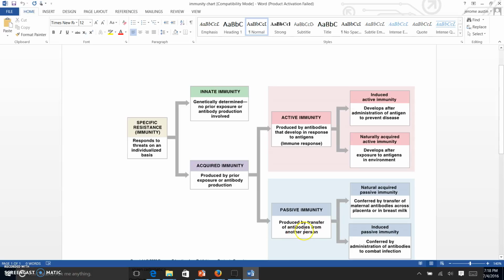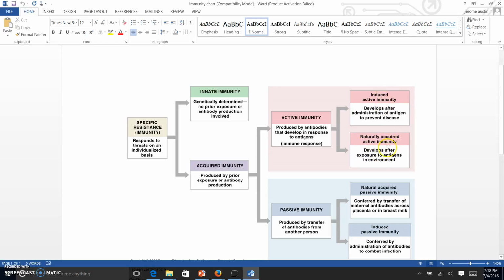Remember I told you we can receive antibodies, but we can't receive T cells. So if we produce our own antibodies, then we have active immunity. If we receive antibodies from somebody else, then we call it passive immunity. Now, under active immunity, we have what we call either naturally acquired active immunity or induced active immunity.